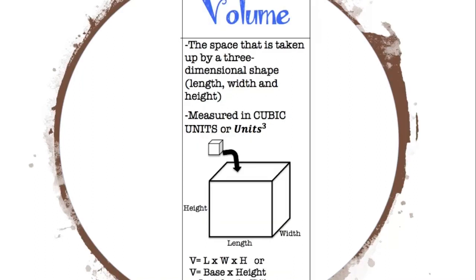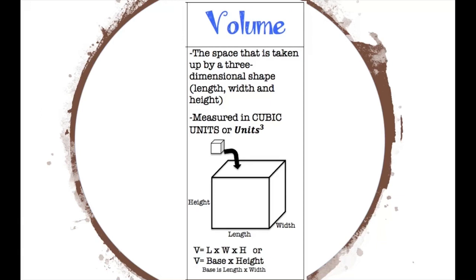Volume is defined as the space that is taken up by a 3-dimensional shape, a shape that has length, width, and height. It is measured in cubic units or units cubed. And the formula for volume is length times width times height, or volume equals base times height. And again, when we get to looking at our boxes, we will have a better idea of what all those words mean.